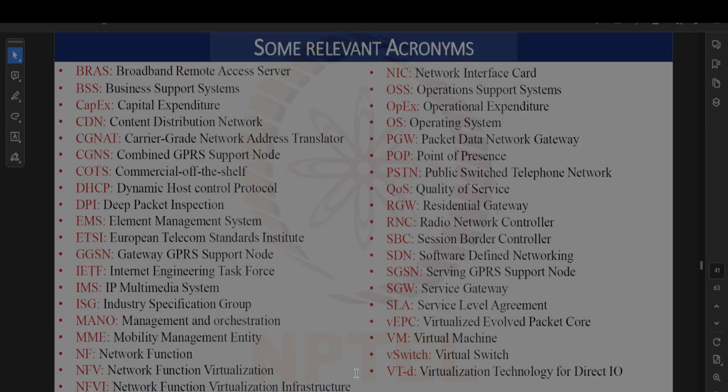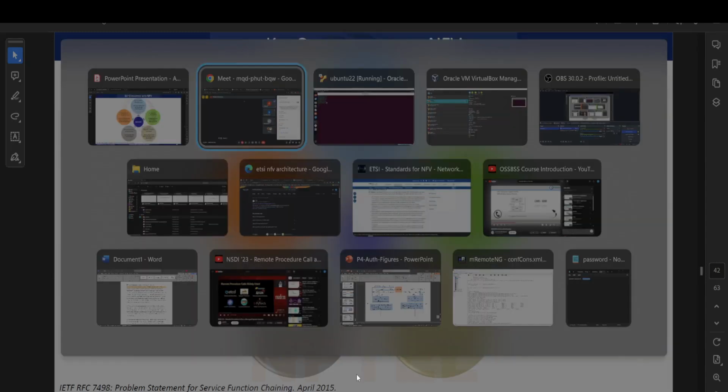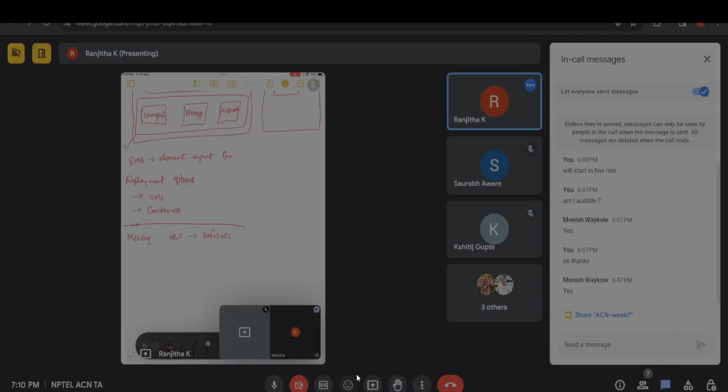Then the challenges with NFVs, majorly one is with respect to performance. We have seen that we are moving the middlebox functionality from hardware to software, right? So when we move a functionality from hardware to software, will the speed increase or decrease? Will performance improve or come down? Any idea?